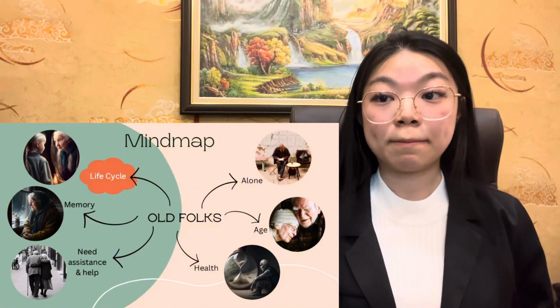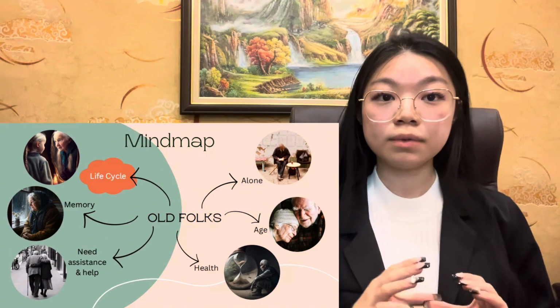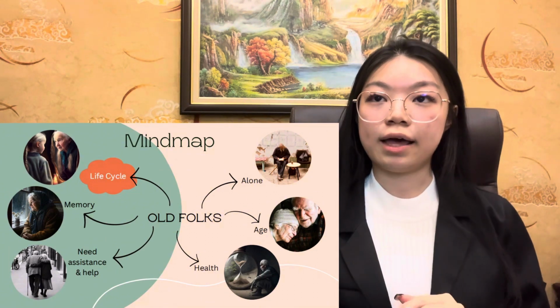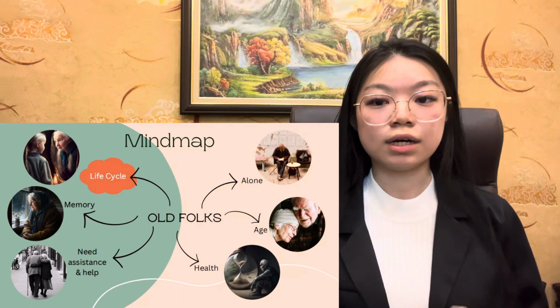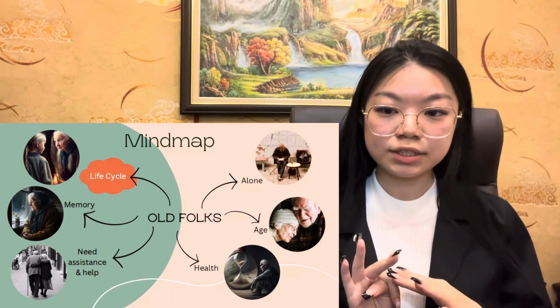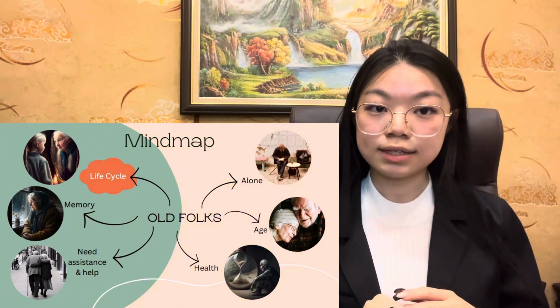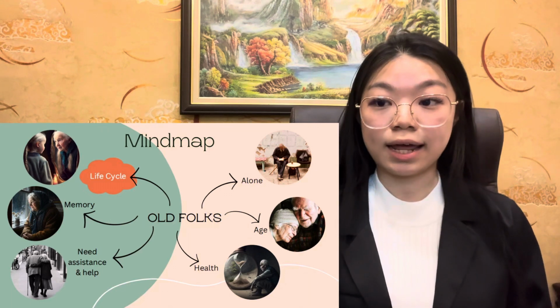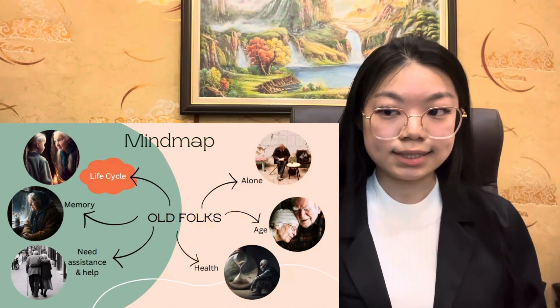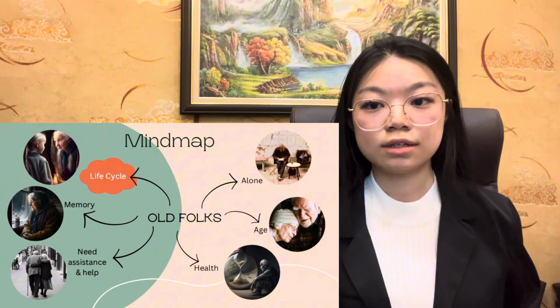So this is my mind map. I use the term old folks. I have the ideas of alone, age, their health, the need of assistance and help, memory, and lastly, the life cycle.